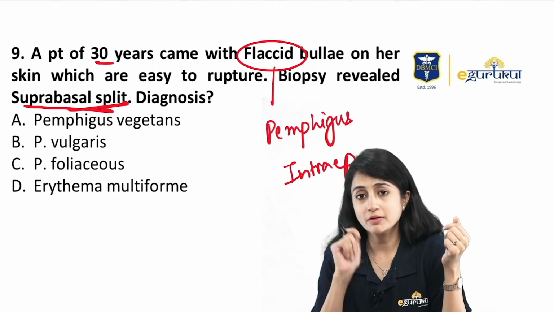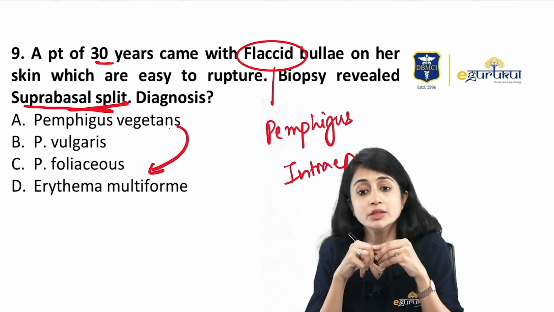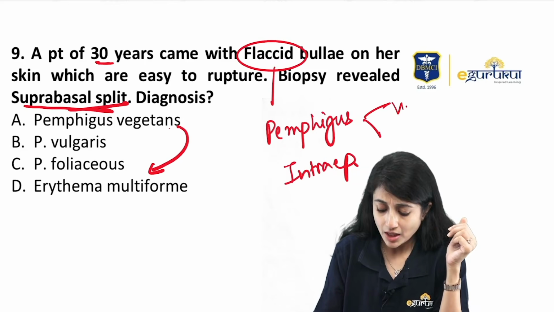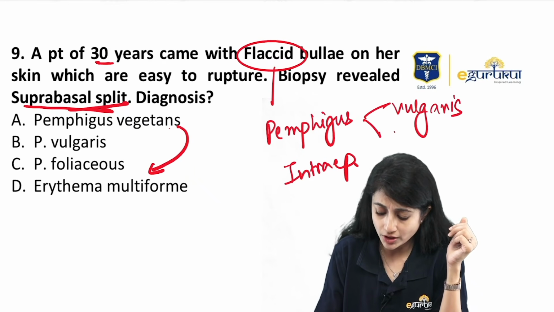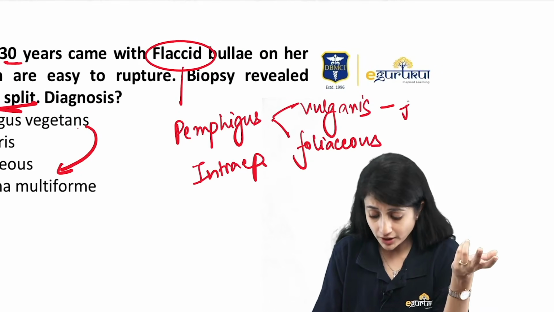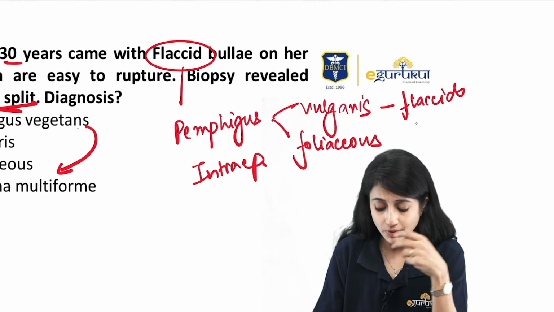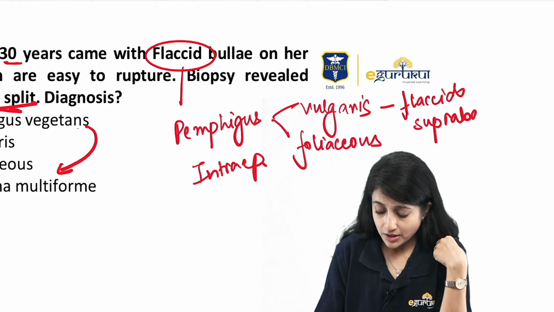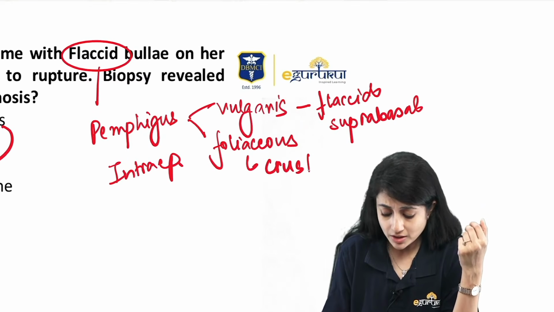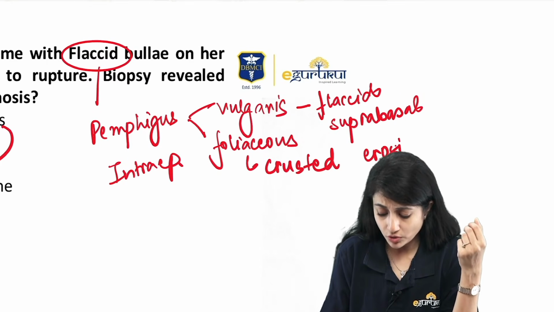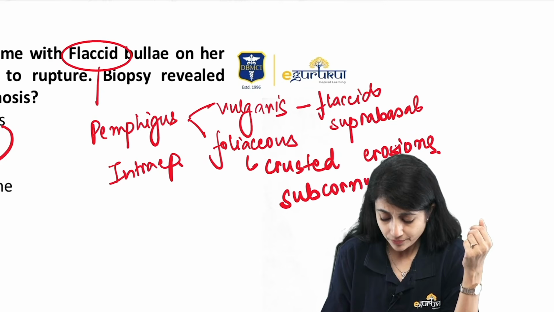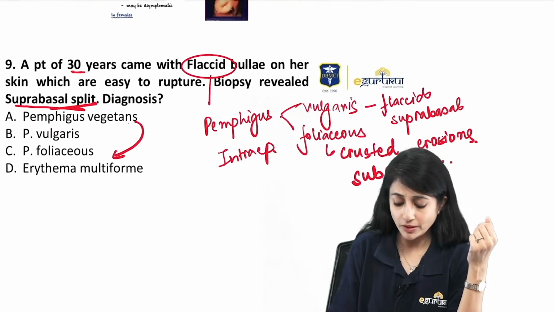Now, what is vegetans a variant of? Vegetans is a variant of pemphigus foliaceus, whereas pemphigus has two main types, vulgaris and foliaceus. I had told you how to differentiate between the two. In vulgaris, I have flaccid bulla, which rupture easily, and the split is suprabasal. Whereas in foliaceus, we hardly see any bulla. What do we see predominantly? We see crusted erosions. And even if you see a bulla and do a biopsy, the split is subcorneal in nature. So here the only confusion would have been between these two.